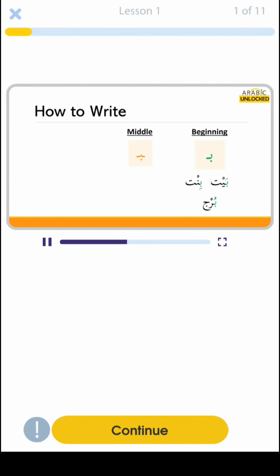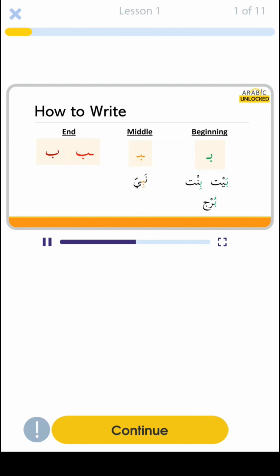In the middle of the word, the Ba appears like this, with a link on both sides, meaning it can connect to the letter before it and to the letter after it. Like in this word, Nabi. The Ba is connected to the Noon before it and the Ya after it, in the word Nabi.